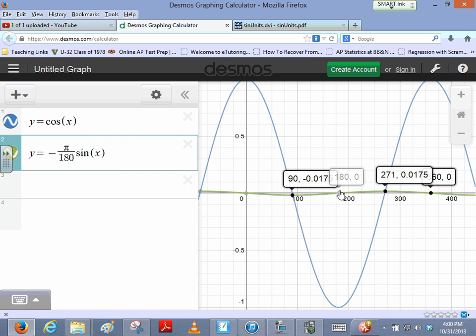I did think it was interesting that the slope was 0 at 180 because that's when it's reaching a maximum. So, same thing at 0, same thing at 270 degrees, right?